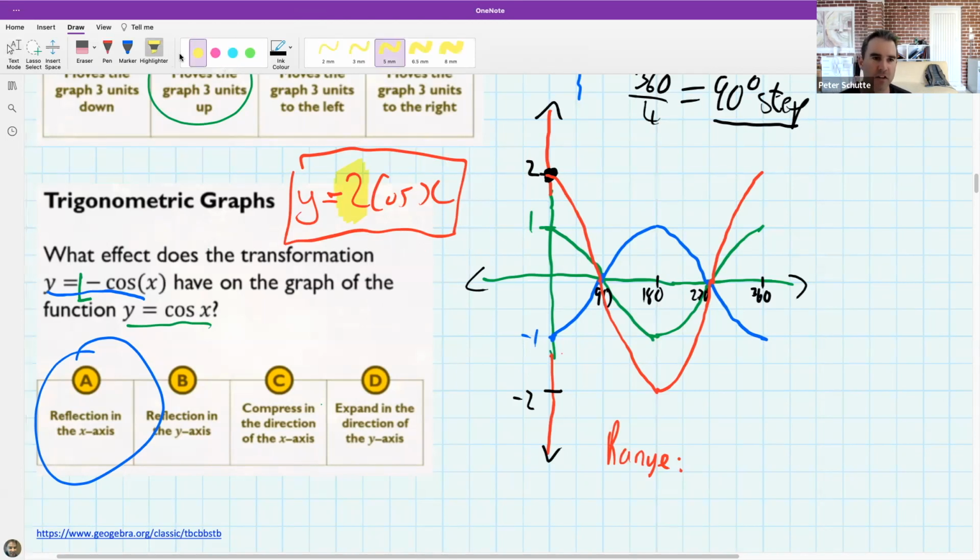Yeah, you can see the range here. The range goes all the way from here up to here. And so we would say that the range is from -2 up to 2.